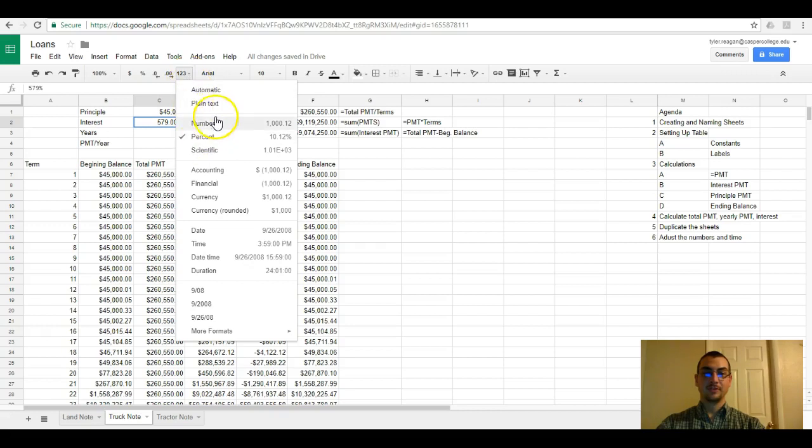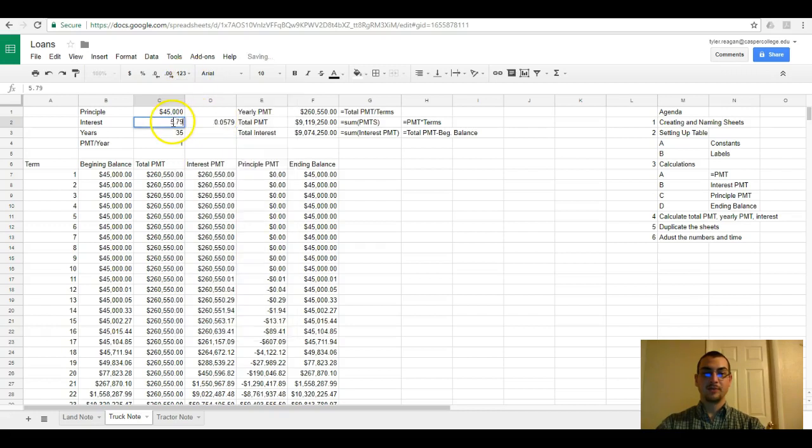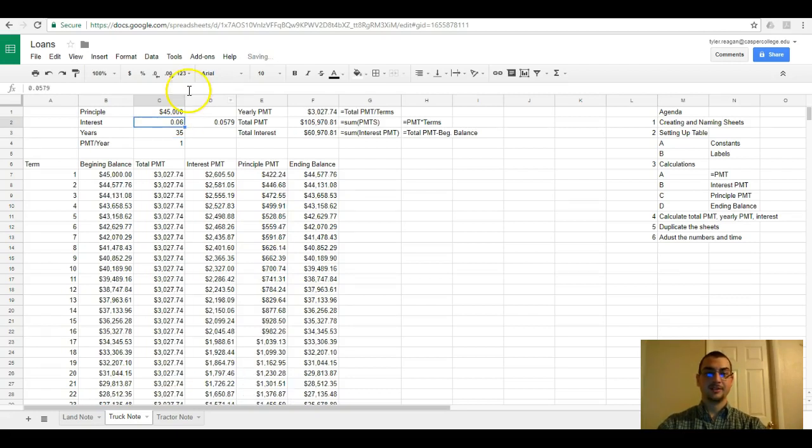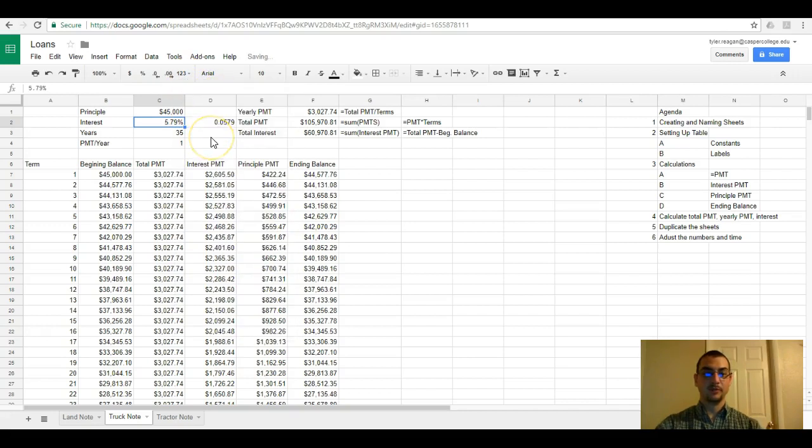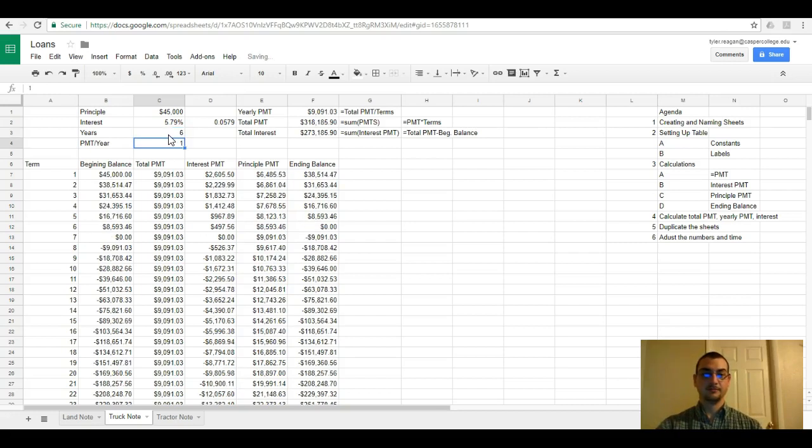So if we go ahead and put this back in number, whenever you're typing in interest rates, you want to make sure that you have 0.0579. And then to make it look aesthetically pleasing, you can go back in and say, all right, percentage format. All right, so now we have this $45,000 truck, an interest rate of 5.79%, and we need to make 6 years' worth of payments. And we want to have this being paid monthly, so 12 times per year.